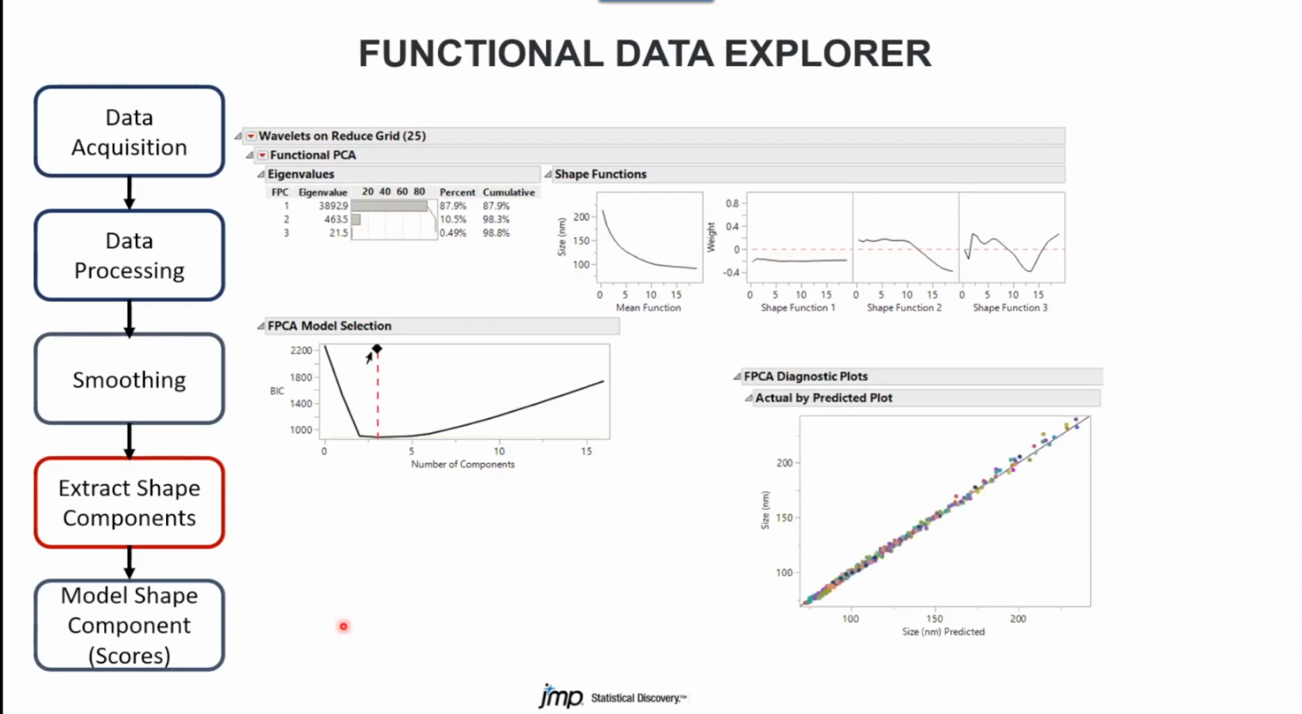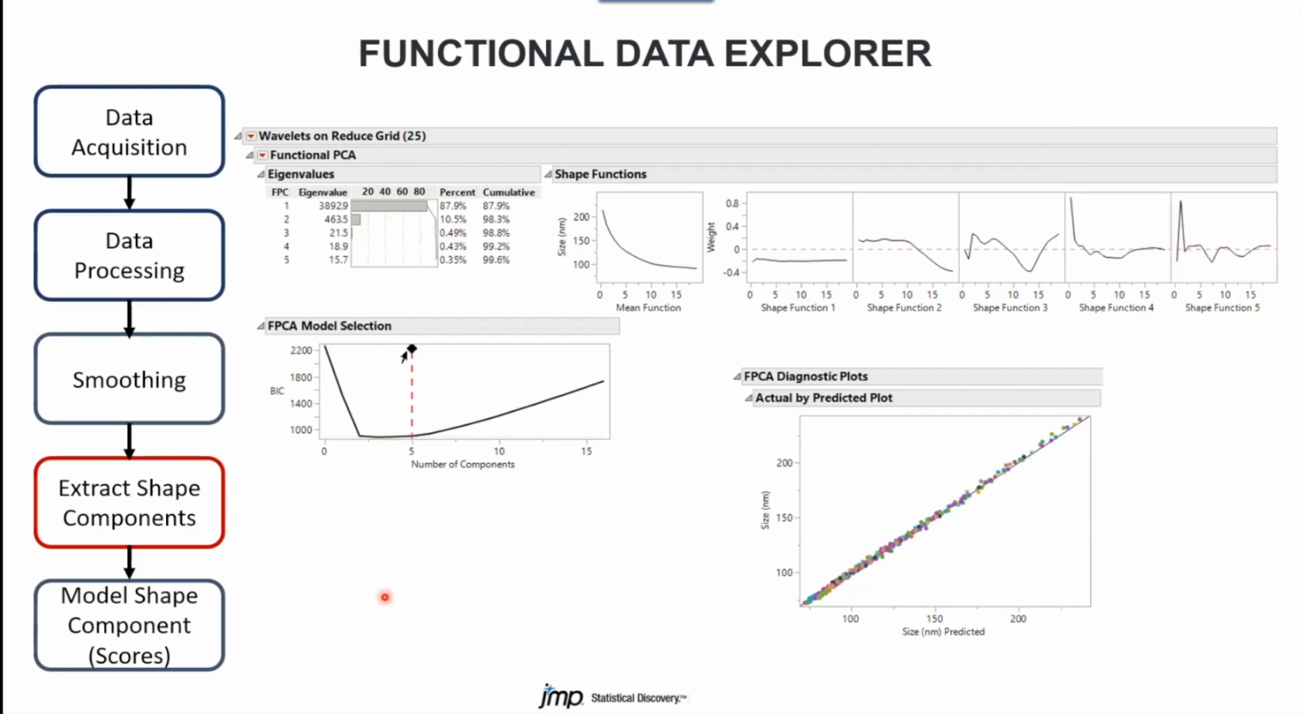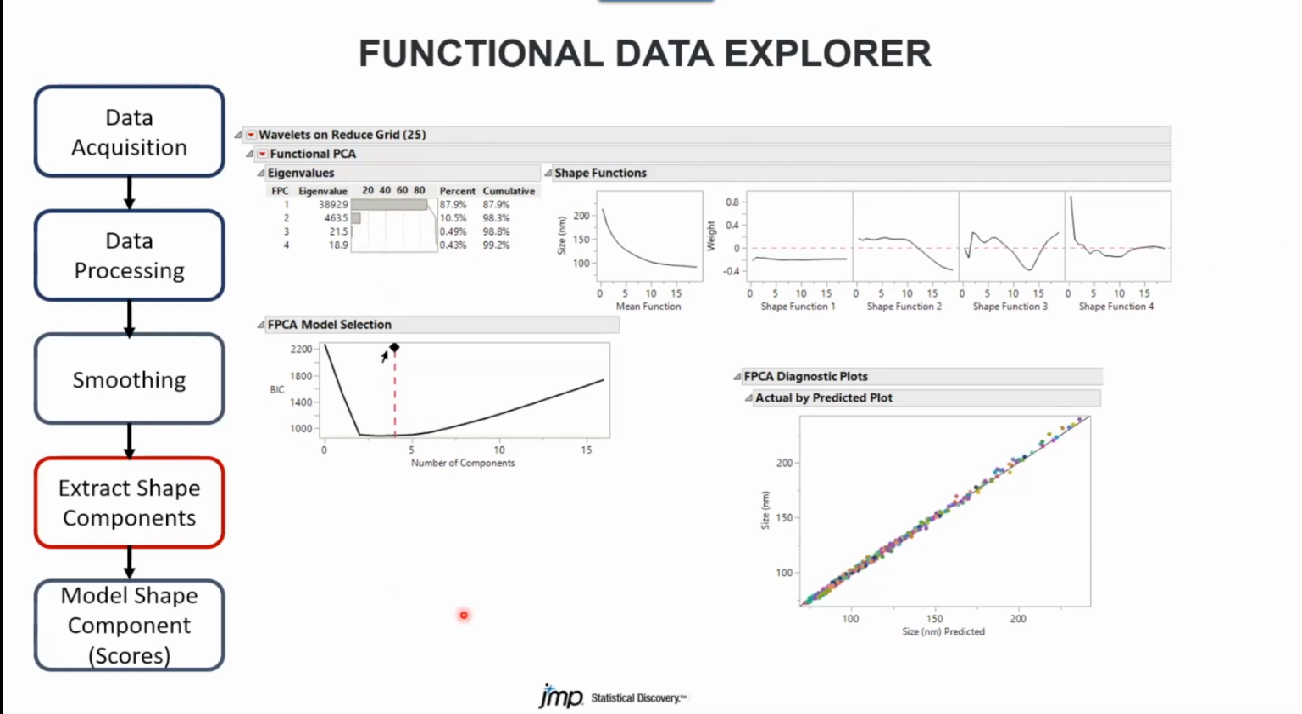You can adjust the number of functional principal components that you're working with, and by default, JMP will use the BIC information selection criteria to determine the number of components. But you can adjust this around and see what the impact is on the actual by predicted plots, which is a good way to see if the model is fitting well or not. Here I've increased the number of components to 5, and it hasn't really changed the actual by predicted plot much. So we probably don't need all of those functional principal components.